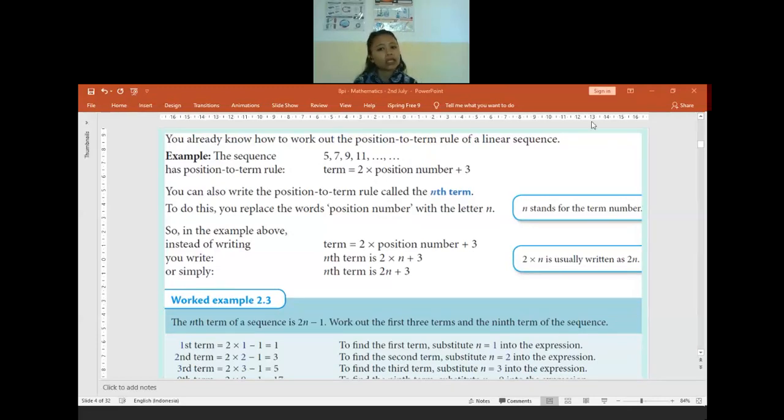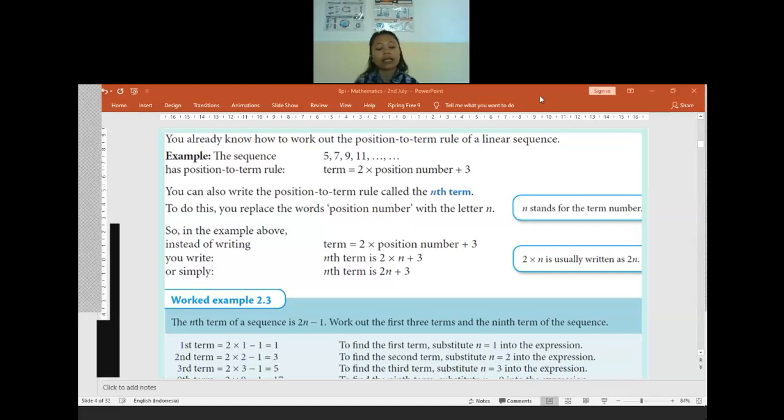Yesterday, when we discussed the question from 2.2, some of you on the chat asked me, teacher, if I write position number it is too long, is it okay if I just write the letters PN as the position number? I said it's okay because it is about the position number. But starting from today, we are not going to use the position to term rule. We are going to use the new term called the nth term.